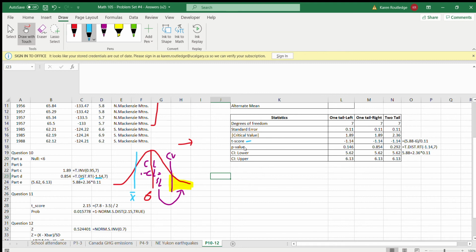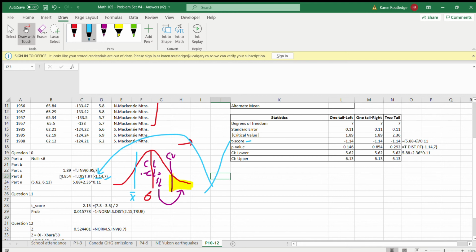So our t-score is -1.4. So we plug that into here. We still need degrees of freedom because we're doing things with a t distribution. So we plug that all into Excel, and it tells us a p-value of 0.854. 0.85 is much larger than 0.05. So again, we are going to fail to reject the null hypothesis.